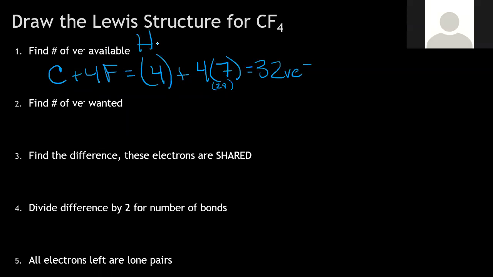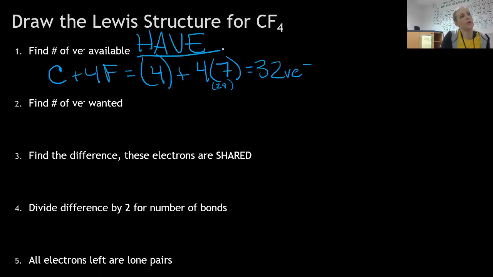So this is what we have. So step 1 is what do we have? If you had one word to explain step 1, it's the word have. Okay. Step 1, what do we got? Right? Awesome. You did that flawlessly. Good job.